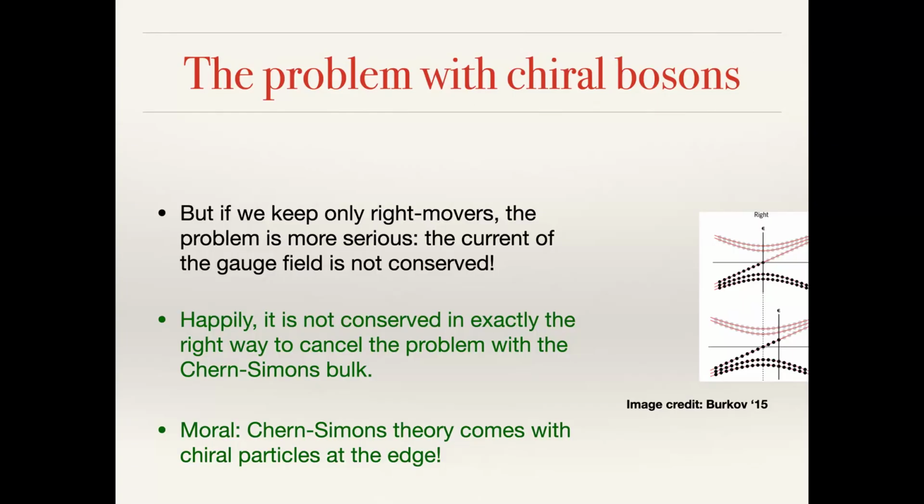And happily, the lack of conservation of the current at the edge, and you can show this by writing down a theory for your chiral boson in which you couple it to a gauge field and looking at the effect of gauge transformations on that theory, and you can show that they exactly cancel the lack of gauge invariance in the Chern-Simons action, okay? And so this current non-conservation at the edge is exactly canceled by the current non-conservation from the bulk. And so the moral of this story is anytime you see a Chern-Simons theory, you should think about it being accompanied automatically by these chiral bosons that live at the edge.